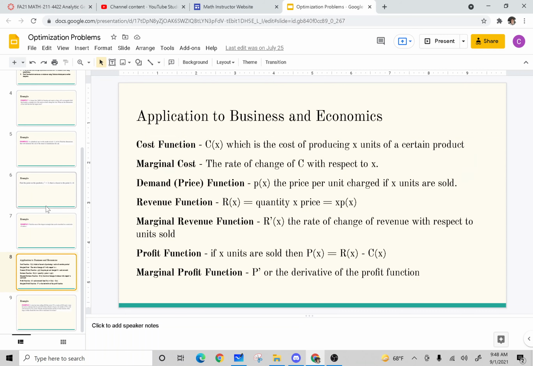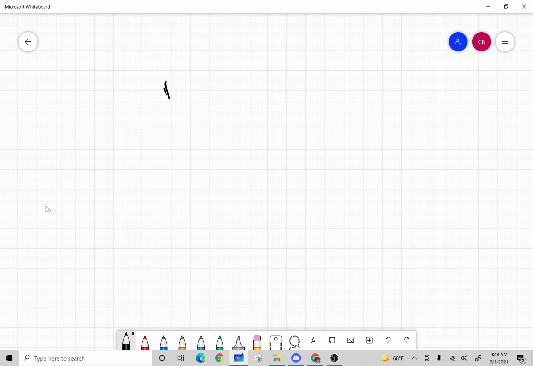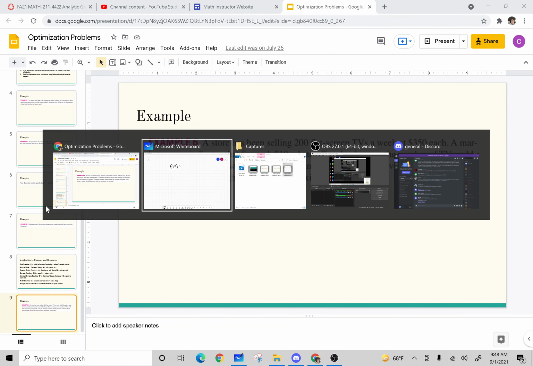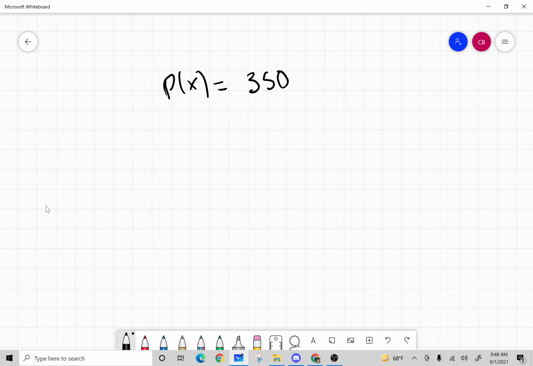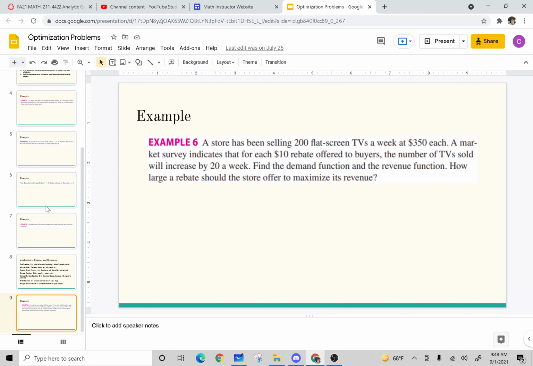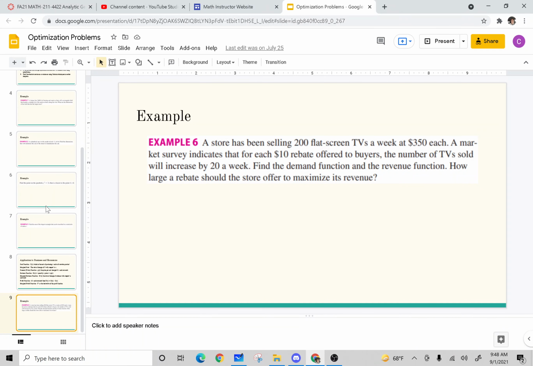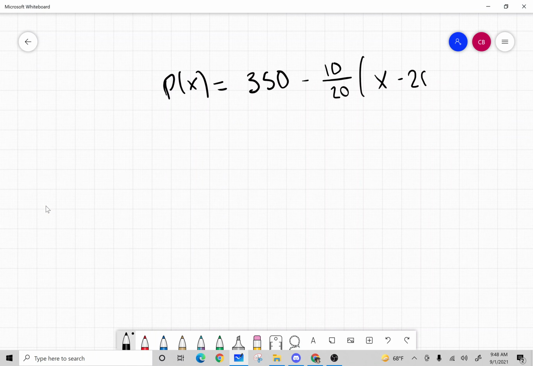So the demand function is P of X. So we've got P of X, and that's going to equal, the demand is at $350. If they offer a $10 rebate, they sell 20 more. So this is going to be minus $10 over 20 times X minus 200, right? So they're selling 200. They're selling more. The distance between X and 200 is getting bigger, right? Because they might sell 10 TVs more or something.